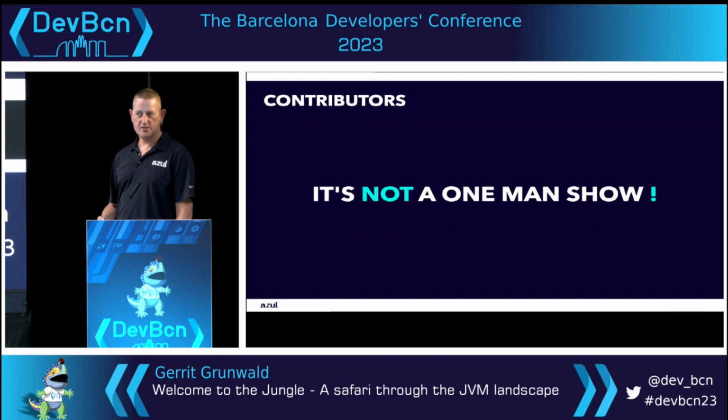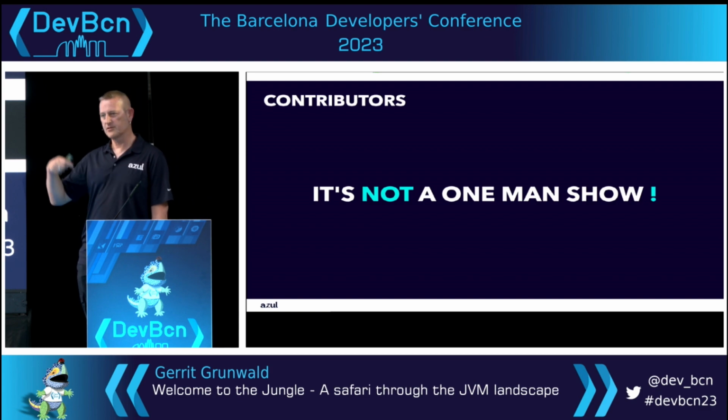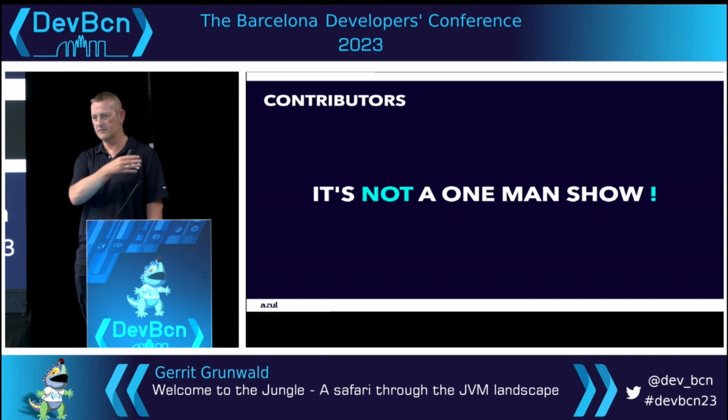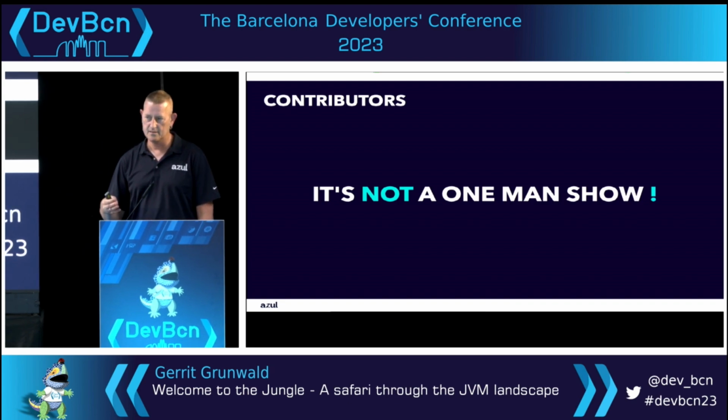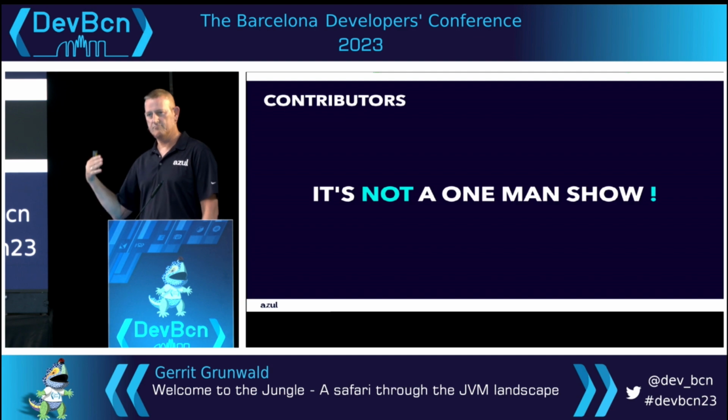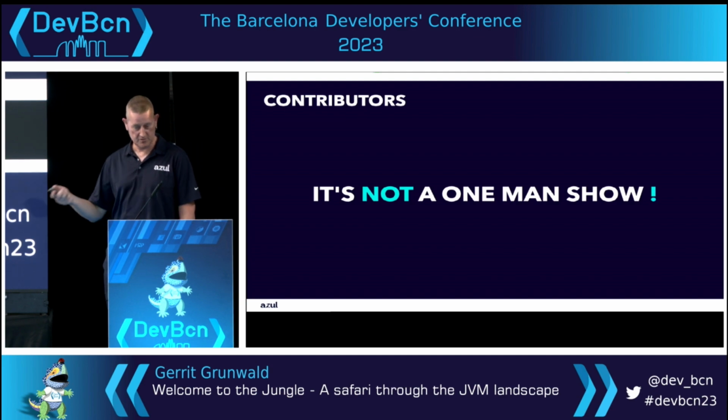That means it's not a one-man show, which is a good thing, because if it would only be one company, we would all rely on that one company. But with this, you see lots of companies have an interest in OpenJDK, which makes it a safe technology to use even today, and also in the future.